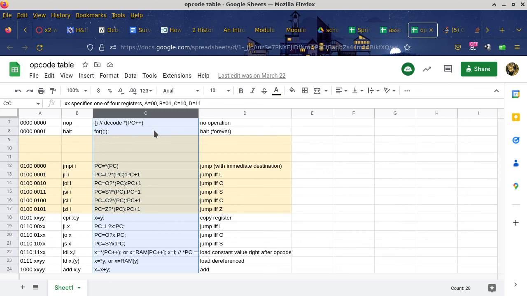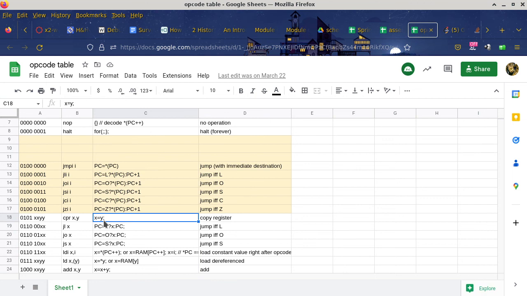So the closest one to what we are doing is this one here, because we are using one register to update another register without using RAM whatsoever. There's no dereference whatsoever. Yep, so that would be the correct answer. It is indeed the CPR instruction, the copy register instruction.